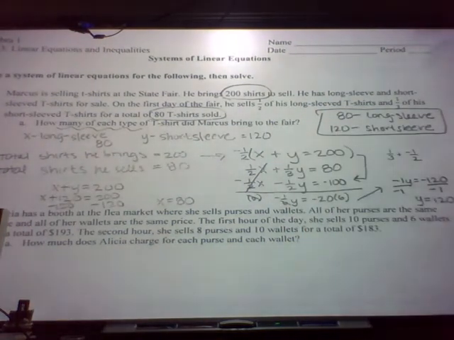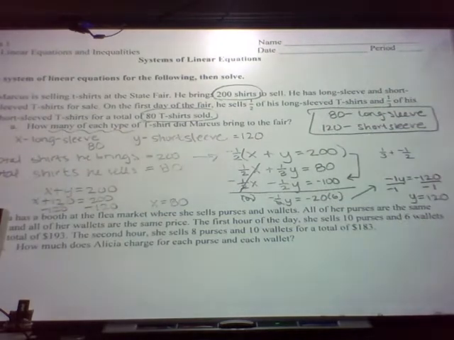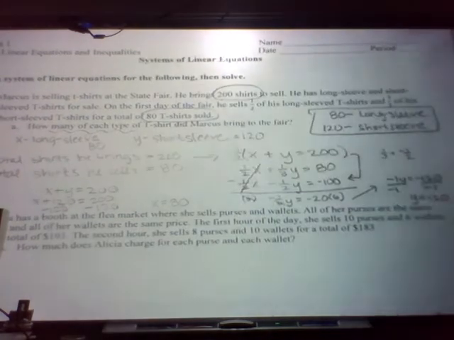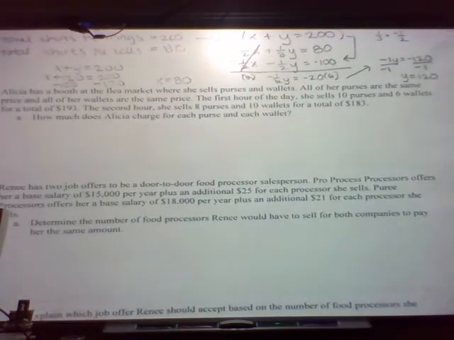Okay. All right, the next one. This one is actually more similar to the ones on your assignment. It says Alicia has a booth at a flea market where she sells purses and wallets. All of her purses are the same price and all of her wallets are the same price. The first hour of the day, she sells 10 purses and 6 wallets for a total of $193. The second hour, she sells 8 purses and 10 wallets for a total of $183. How much does Alicia charge for each purse and each wallet?